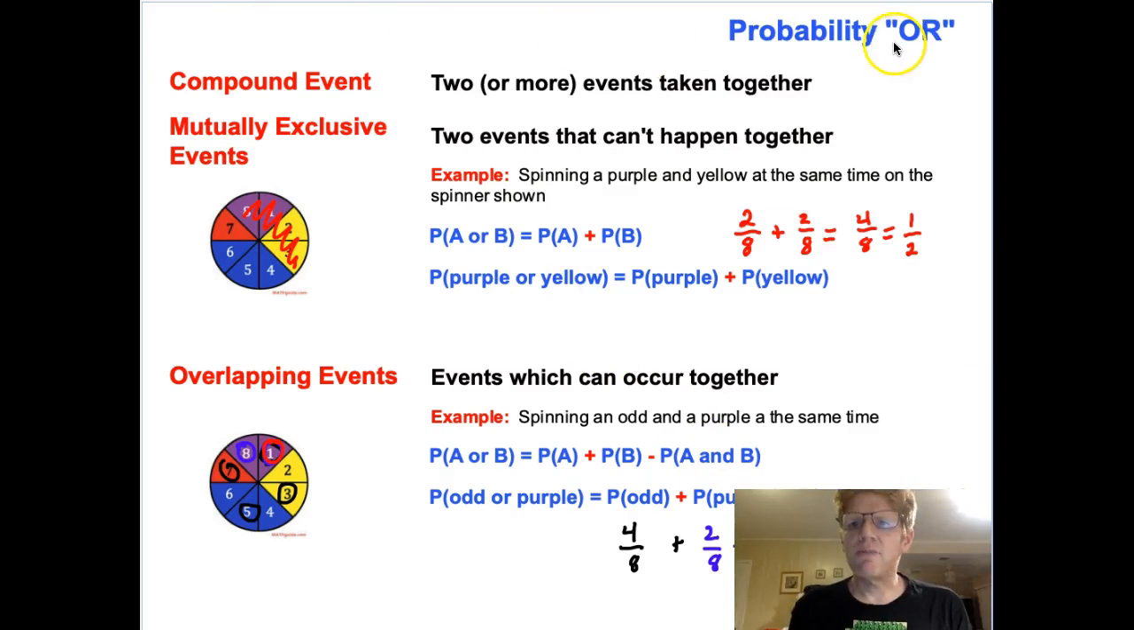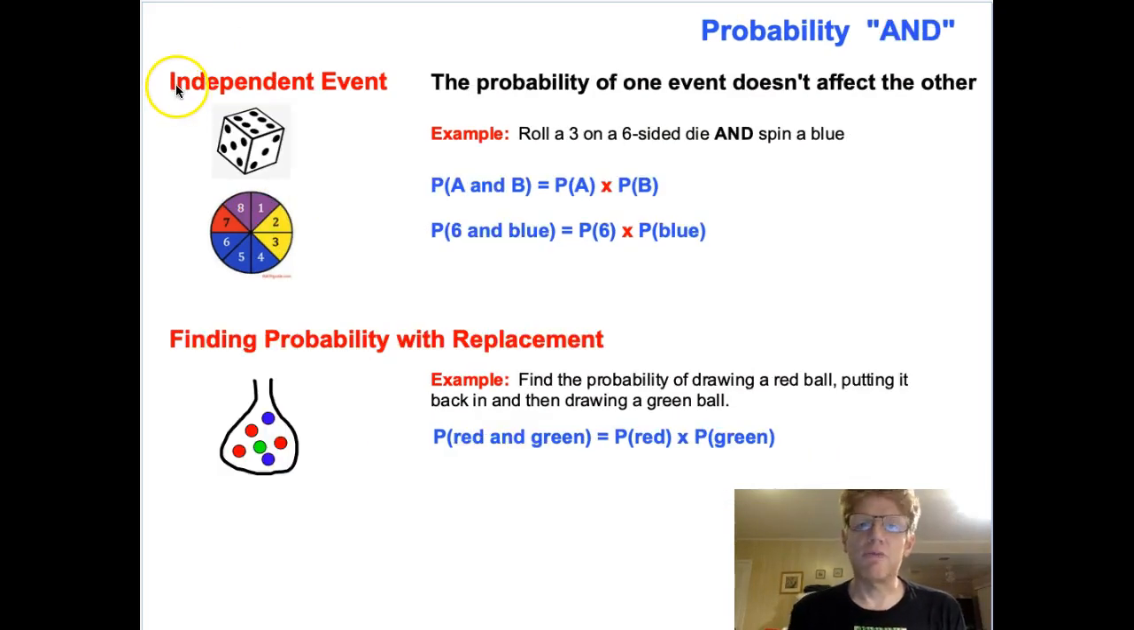Now we've been finding the probability of one thing or the other, which means that we add the probabilities together. Let's look at finding the probability of something and something else. We're trying to find the probability of one thing happening and another. We're trying to find the probability of them both happening at the same time or together. Whereas with or, we were finding the probability that one or the other could happen.